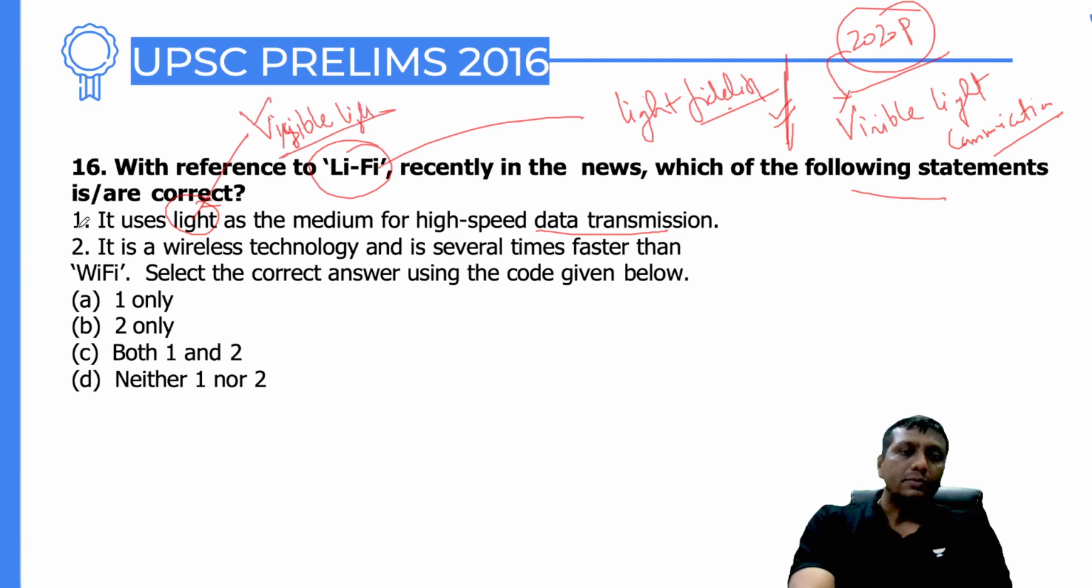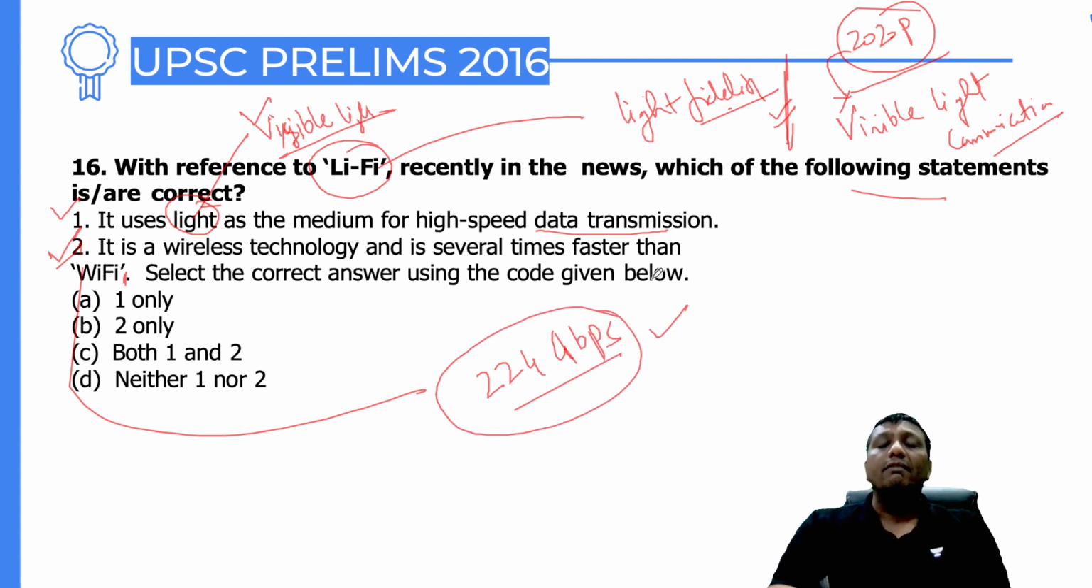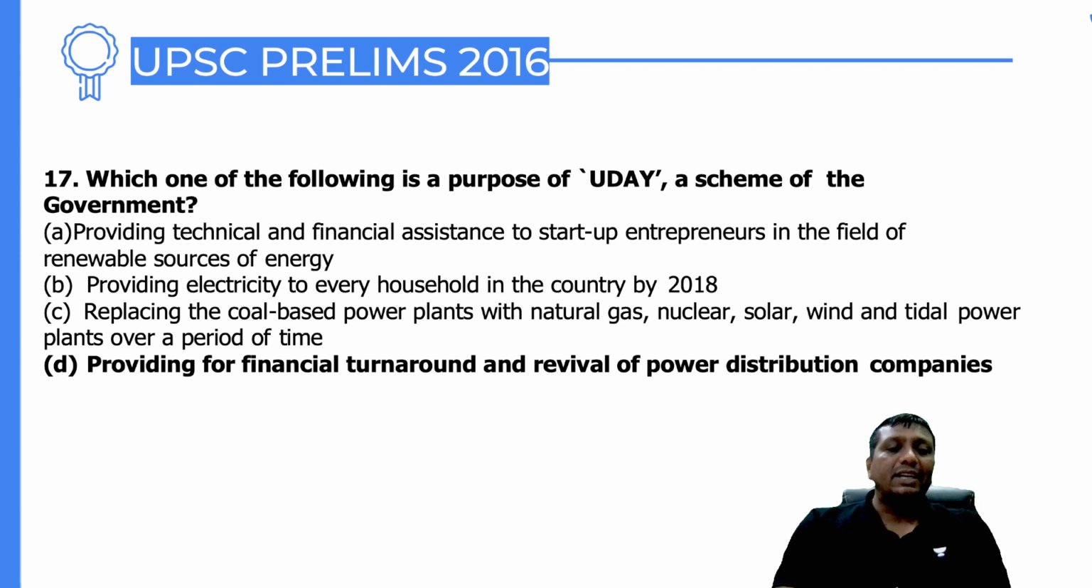One part is right. It is a wireless technology several times faster than Wi-Fi. Definitely right, guys. Several times. And here, as I said in the class and mentioned in the book, 224 Gbps is the limit which is possible in the case of Li-Fi. Wi-Fi never goes this much, 224. So definitely both statements are right, guys. Both one and two.